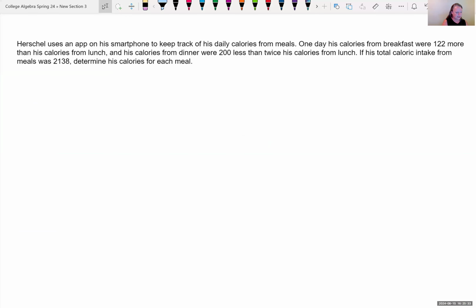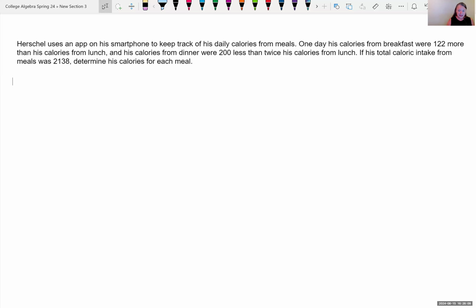Okay, so the next problem, last type of word problem that you'll see on the homework, we have Herschel. They use an app on their smartphone to keep track of their daily calories for meals. One day his calories for breakfast was 122 more than the calories for lunch, and the calories for dinner were 200 less than twice the calories for lunch. If his caloric intake from meals for the day was 2,138, determine the calories for each meal.